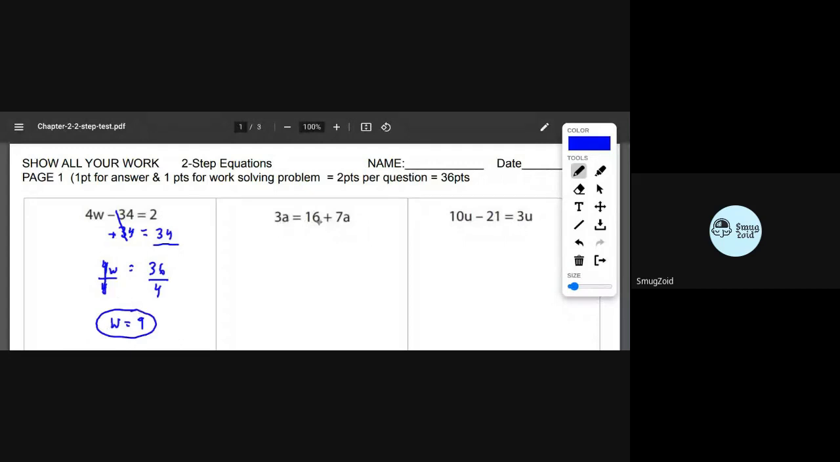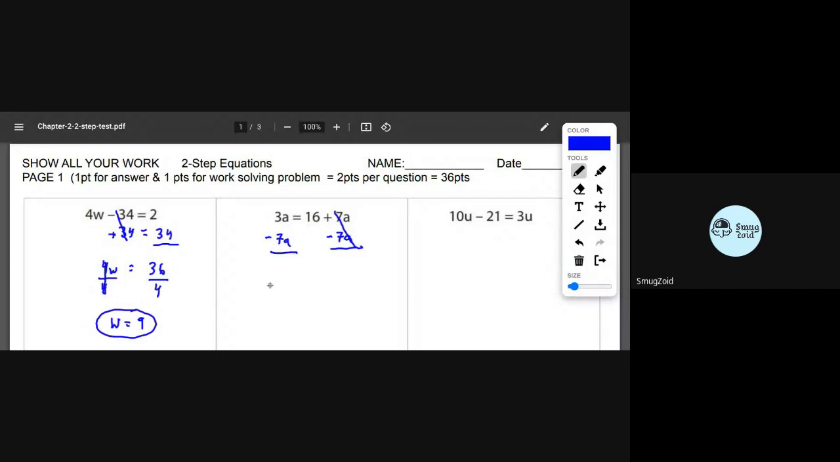We have 3a equals 16 plus 7a. Now, in this case, I have to get the variable by himself. He's on both sides of the equation. To do that, I got to subtract him from the side that has the number. So I put minus 7a here and minus 7a here. These, of course, are going to cross out. 7a plus minus 7a is 0. And you have 3a minus 7a.